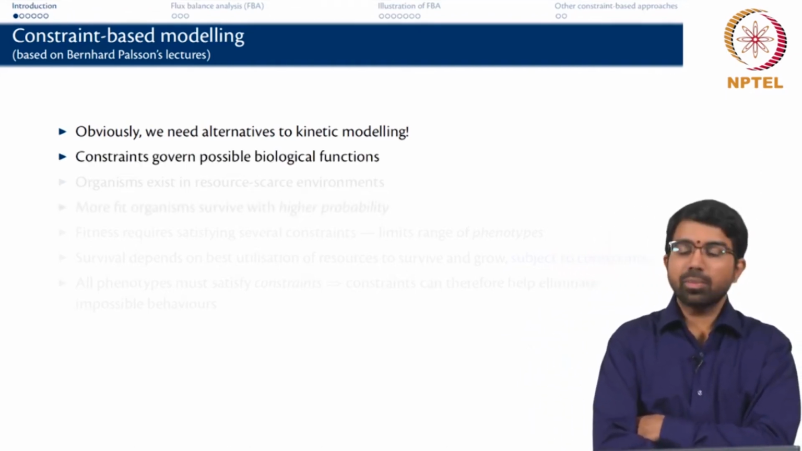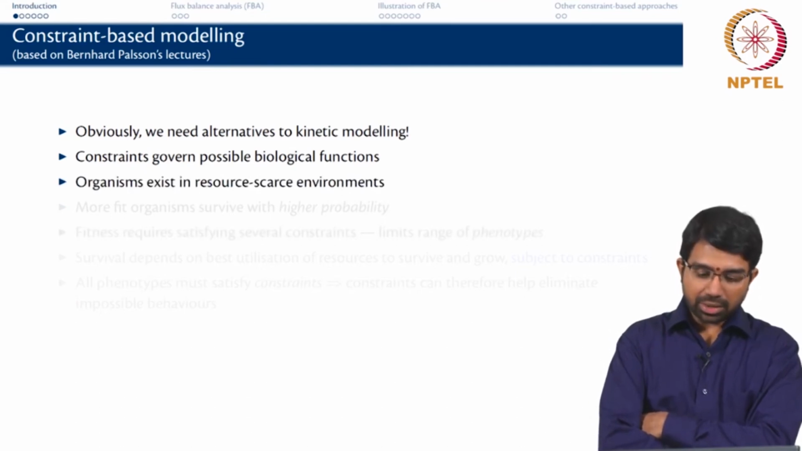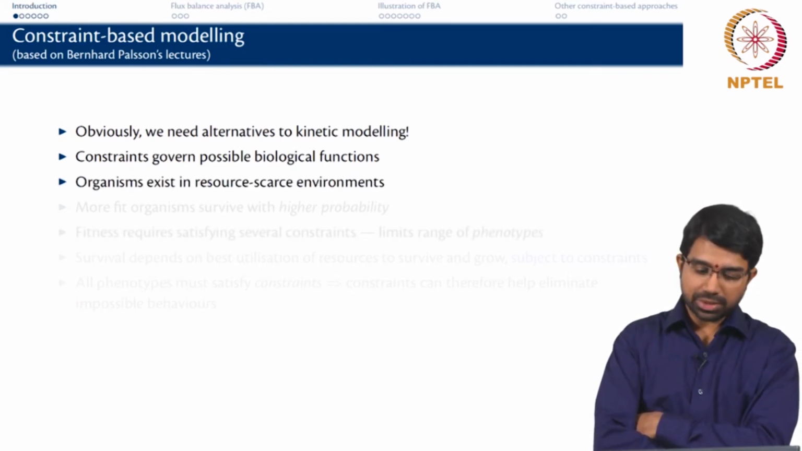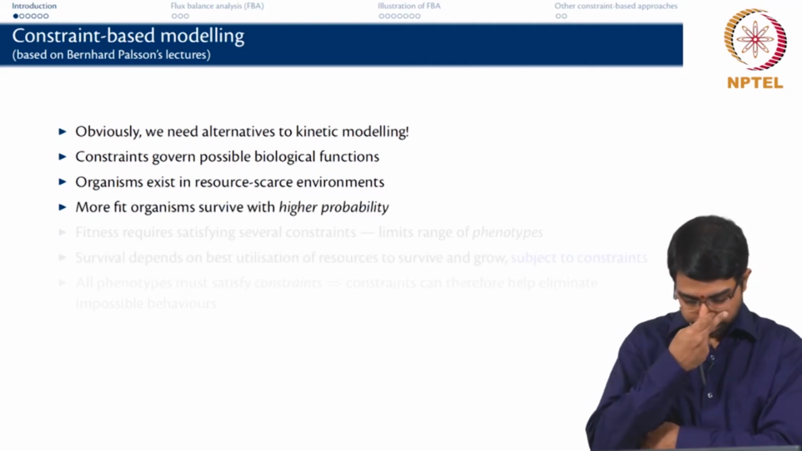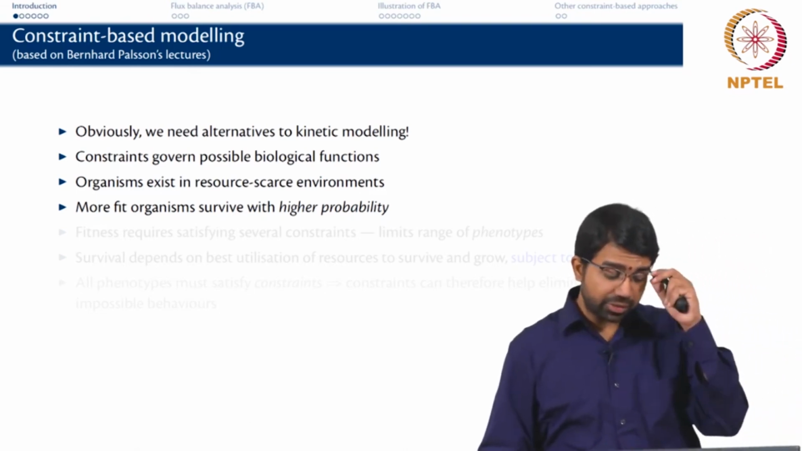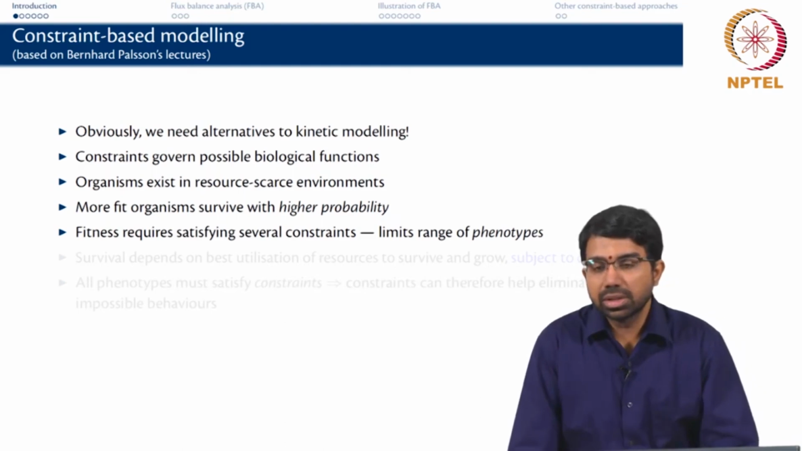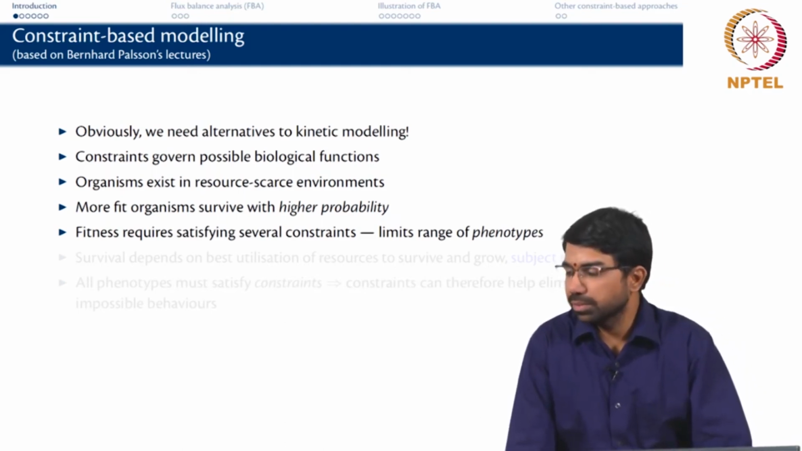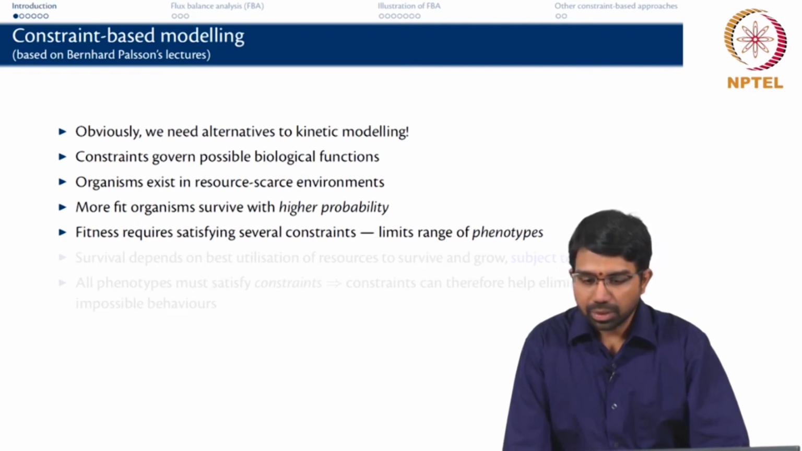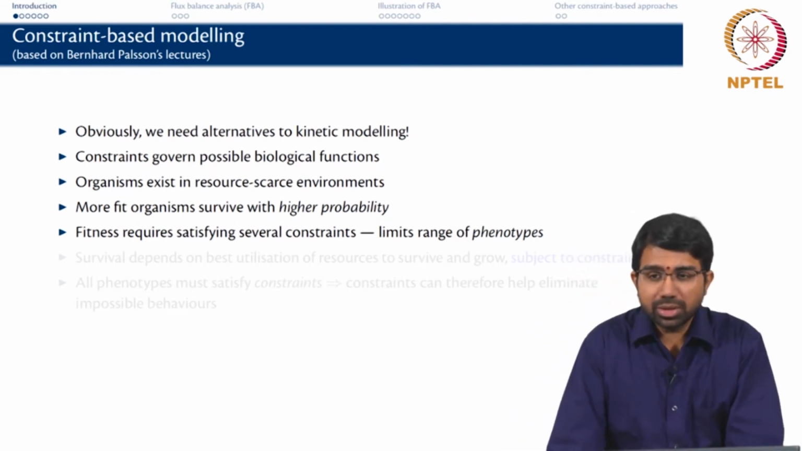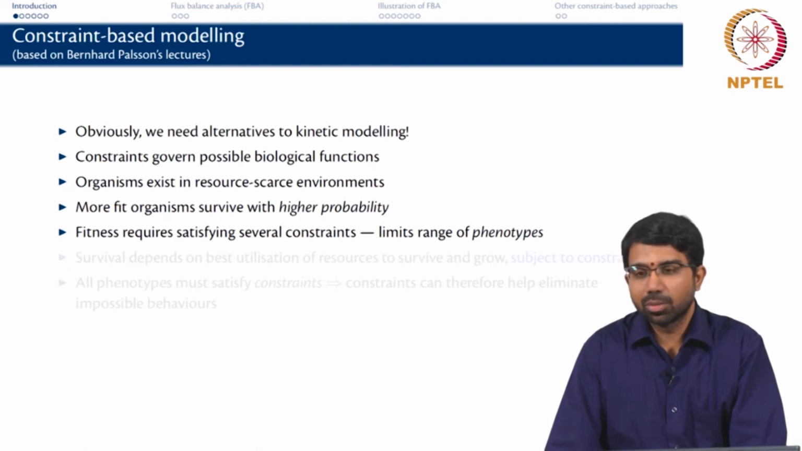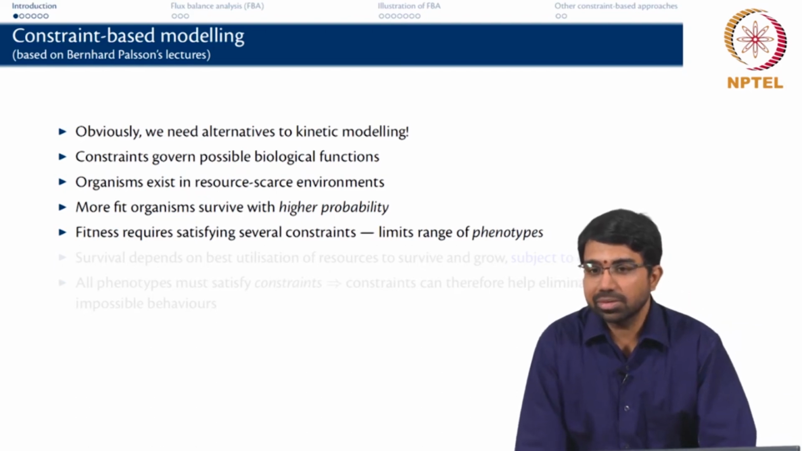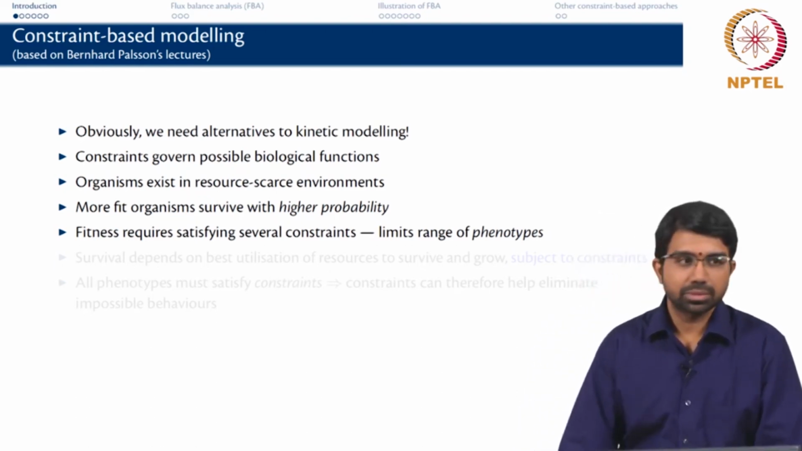So constraints govern all possible biological functions, and organisms exist in resource scarce environments, and fitter organisms survive with higher probability, and fitness itself requires satisfying several constraints which limits the range of observable phenotypes. So at this point, I want you to think about what kind of constraints organisms need to satisfy to survive. Can you think of some simple constraints? The amount of nutrients one should need.